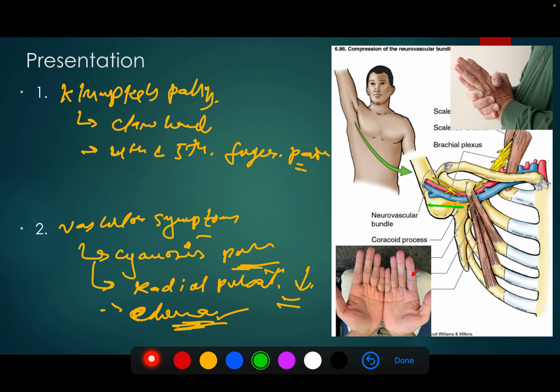So if you have the vein compression, then the venous return will be decreased, so that you will have the edema. Plus the pain will aggravate on elevation. If you elevate this one, more compression. If more compression, more symptoms, right? So this is about the thoracic outlet syndrome.